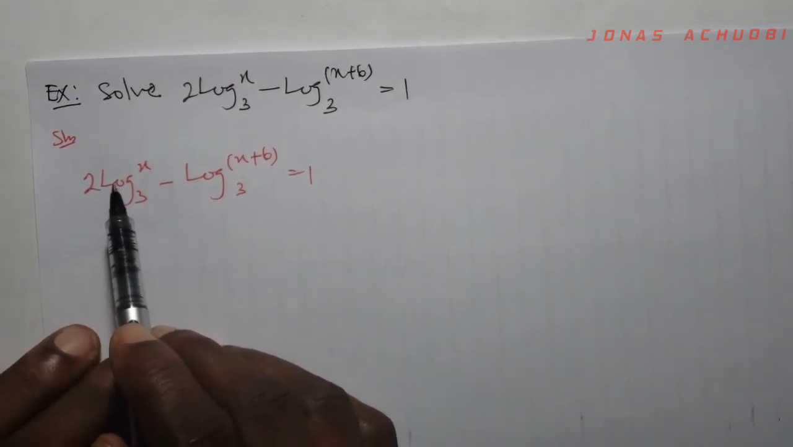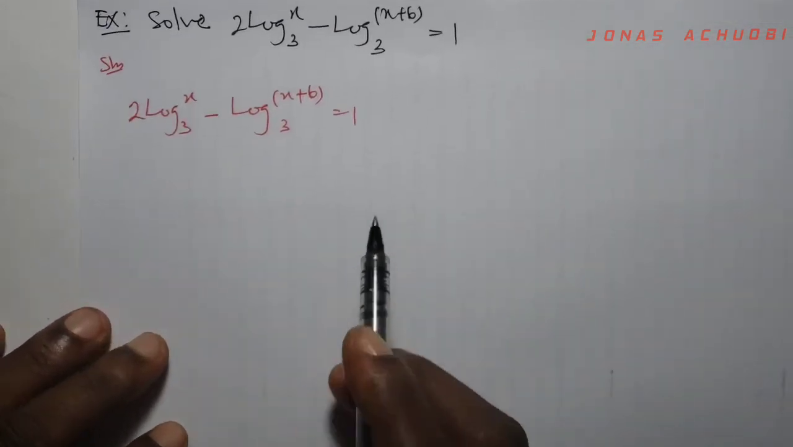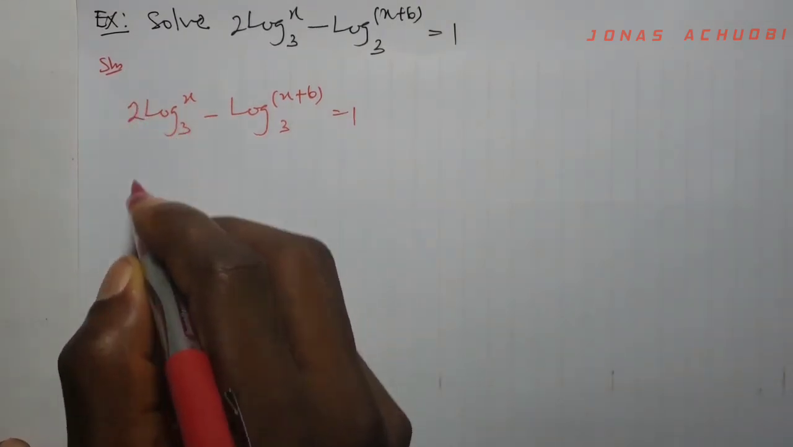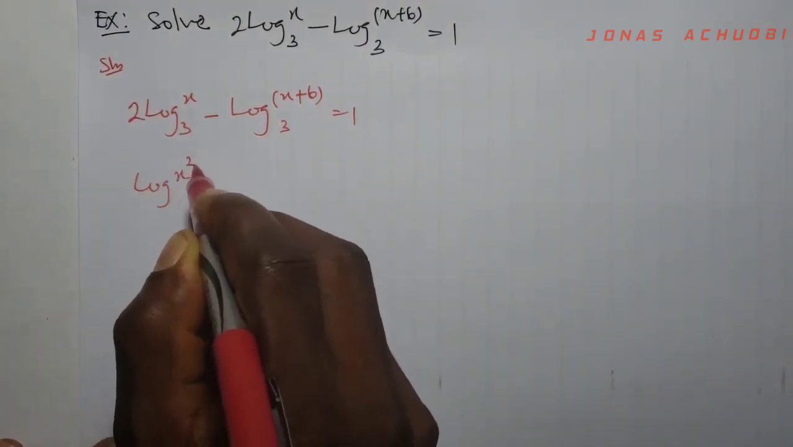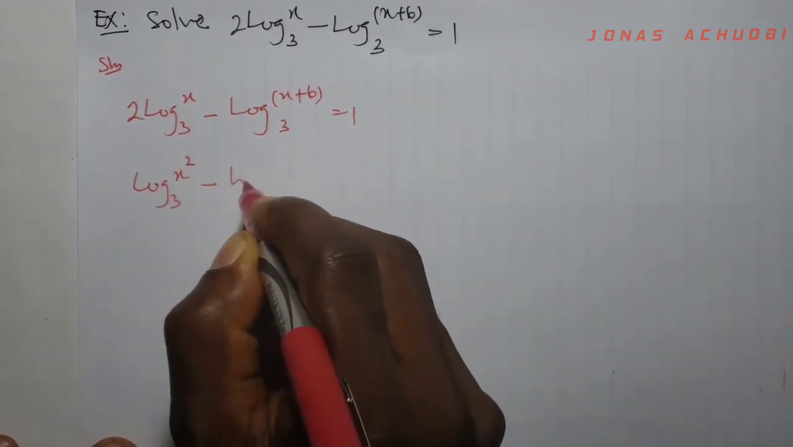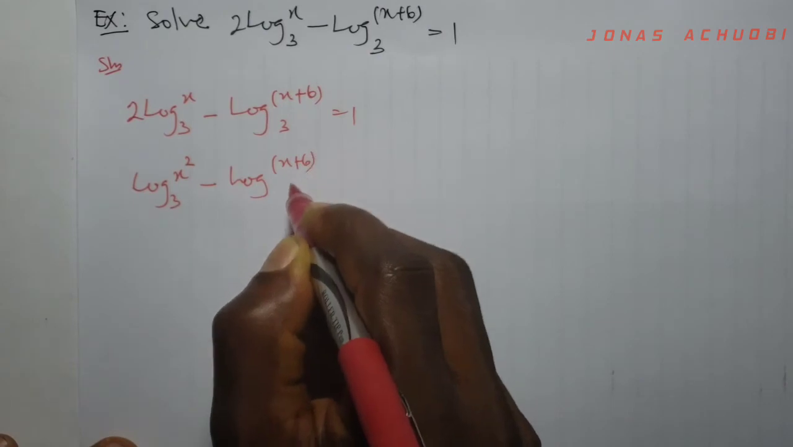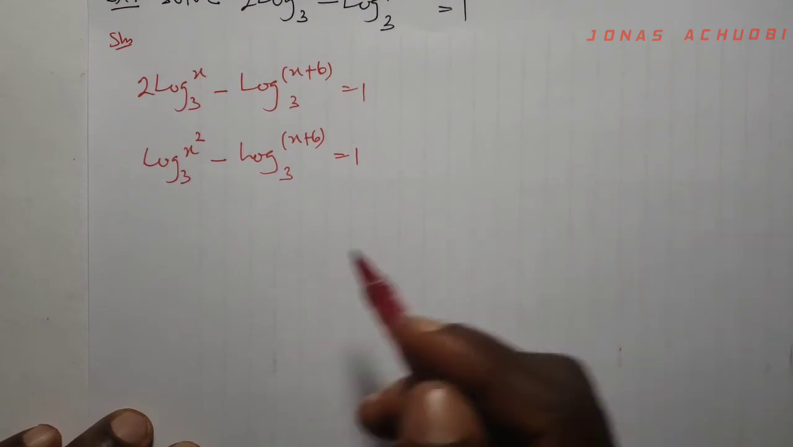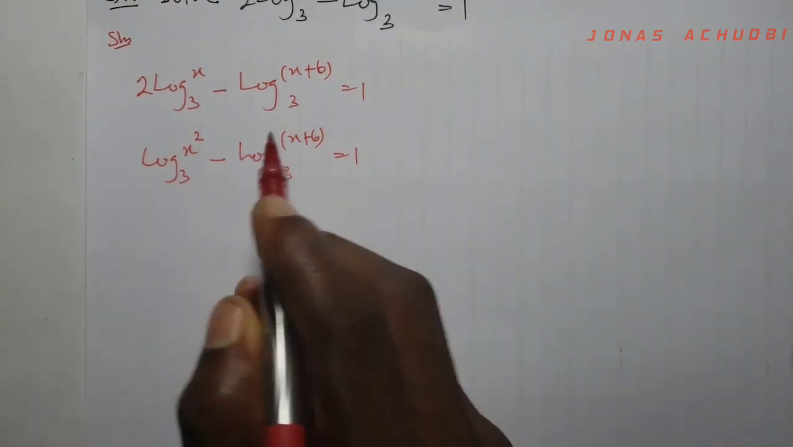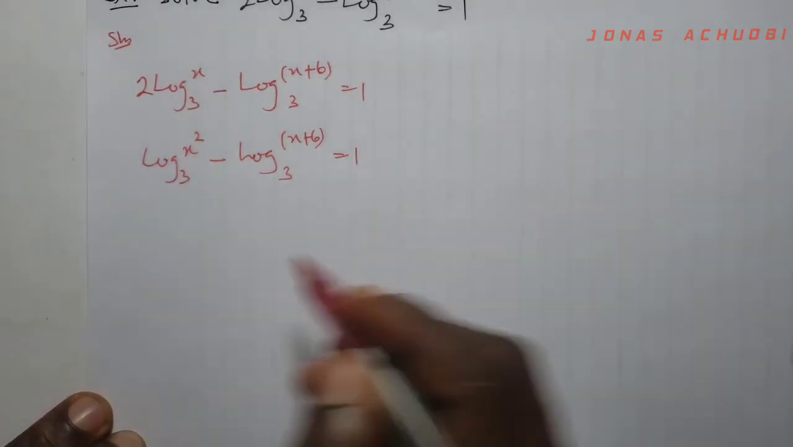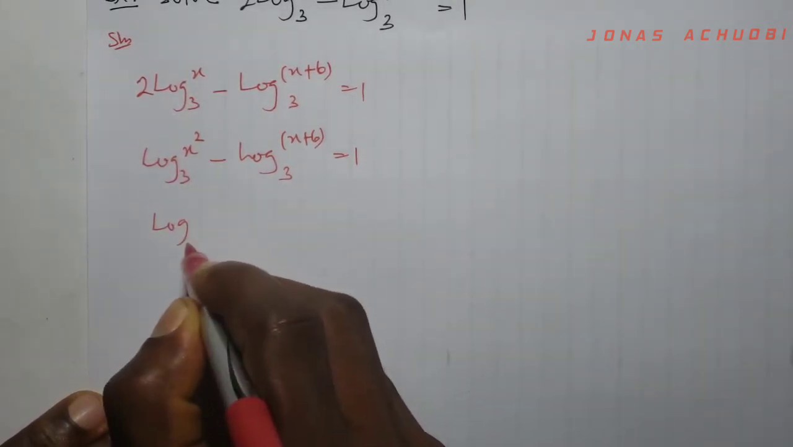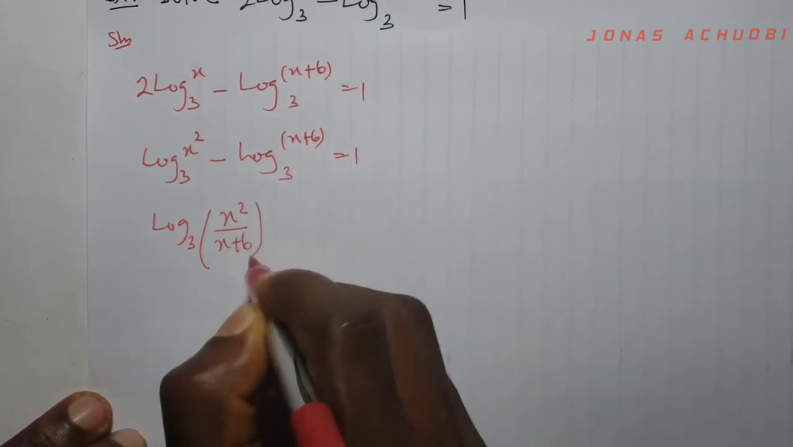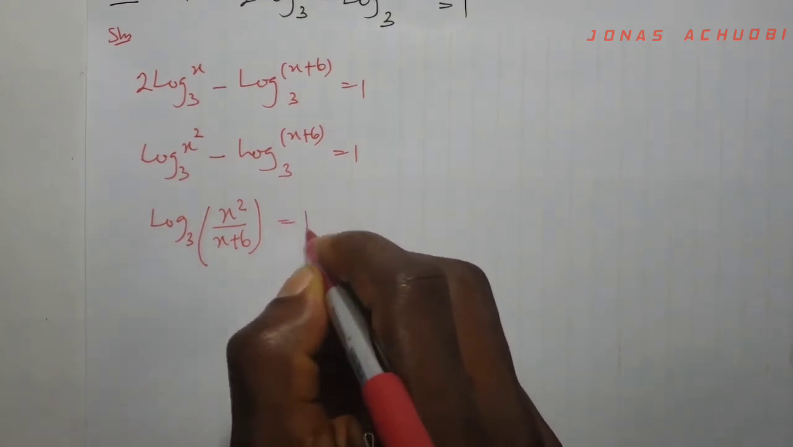So in order to apply the law directly here, I have to take this 2 out of this place. And there's a law that can help me do that, the power law. So using the power law, I can rewrite this as the log of x squared in base 3 minus log x plus 6 in base 3 equal to 1. Now the law can be applied since I now have 1 here and 1 here. So I can now pull out and write log in base 3 and now write x squared divided by x plus 6, all equal to 1.